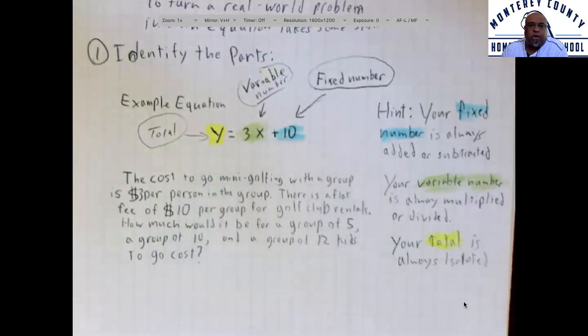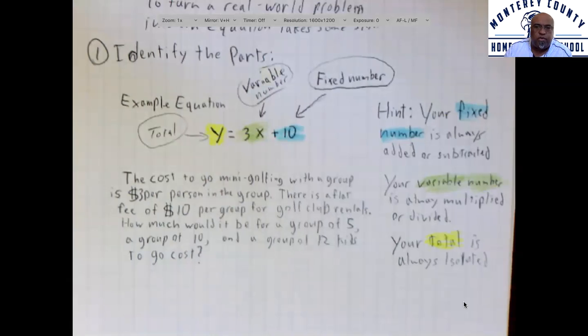I have a word problem here I created. The cost to go mini golfing with a group is $3 per person in the group. There is a flat fee of $10 per group for golf club rentals. How much would it be for a group of 5, a group of 10, and a group of 12 kids to go? How much is that going to cost?